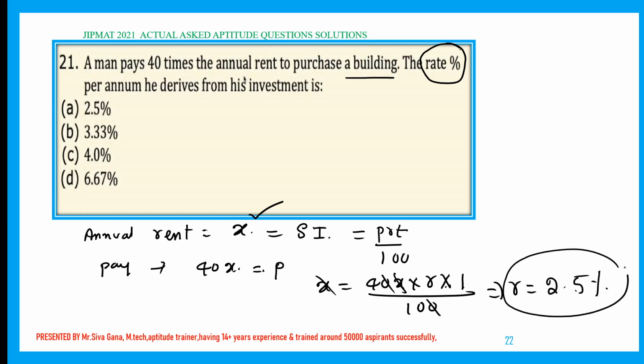This is the percentage of amount that he needs to draw, put aside from his investment to purchase the building. The way of asking the question has changed, but it is simply a question from simple interest. Very simple question.